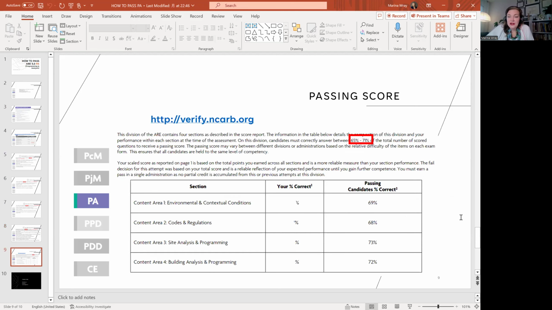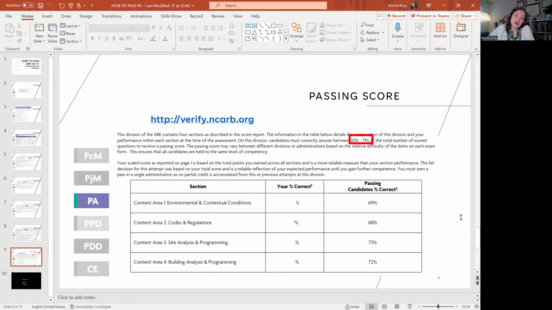And before we adjourn, I want to show you the passing scores here. This is the screenshot of mine, and here you can see that it's slightly higher than in the previous division, right? The project management had, I think, between 59% and 71%. Here you have between 65 and 71. And here you can see the breakdown per section, and you can see the passing candidates percent correct. So here you can even see 73.